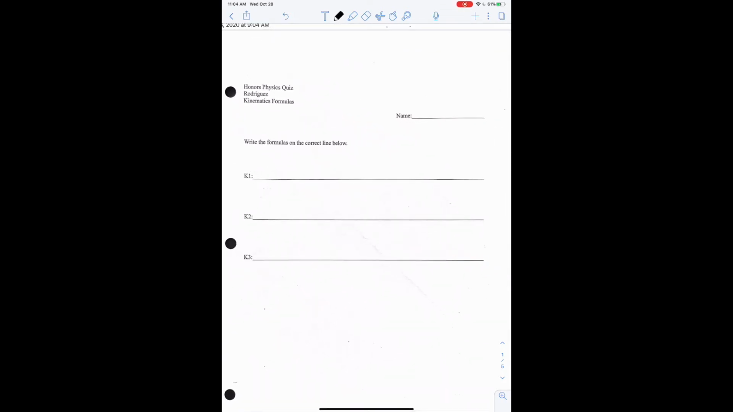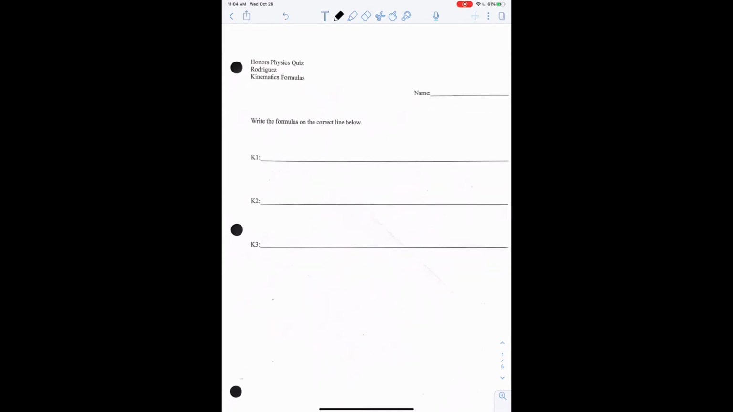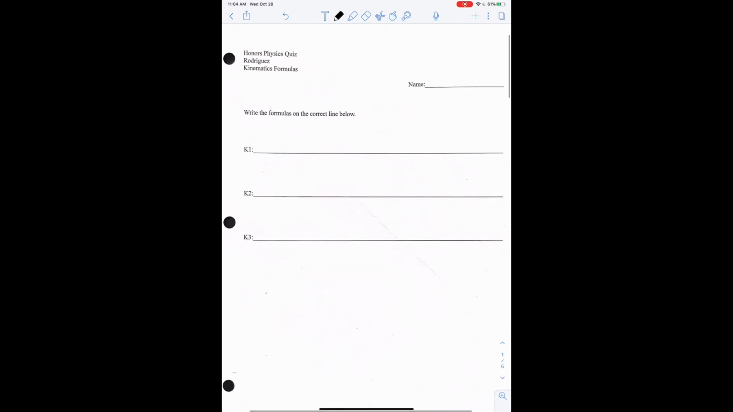All right, so this is a constant acceleration lecture here. And if we already went over some of this in class, feel free to fast forward through it. But otherwise, make sure you're writing all this down. So we're going to start by going over constant acceleration formulas, also known as K formulas, also known as kinematics formulas. So I'm just going to add this to the top.